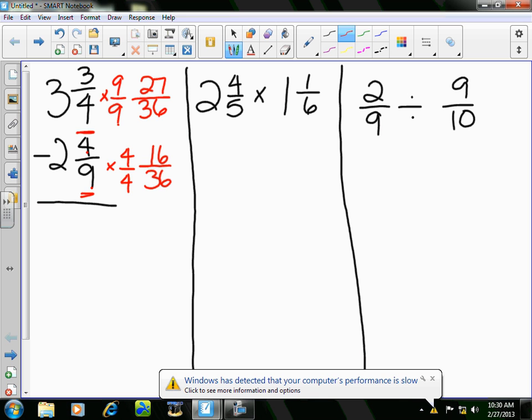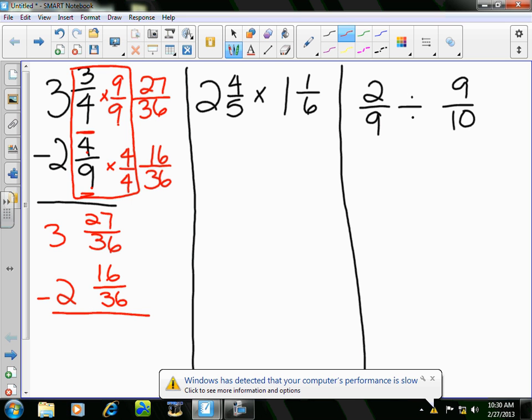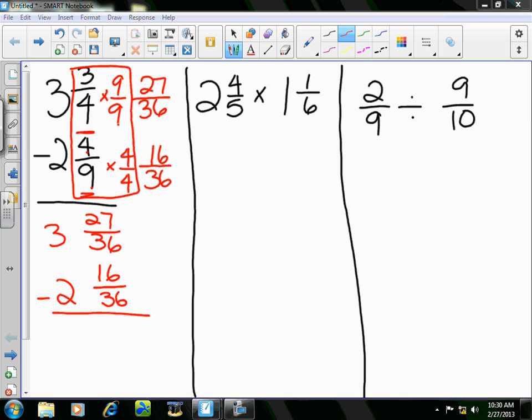Okay, now we've got a lot of mess here. So we know that this is all of our showing our work. So what I would suggest is rewriting the problem. So 3 and 27/36 minus 2 and 16/36 is our new problem. We'll get rid of that again. Luckily, when we say 27 minus 16, we don't have to borrow. But sometimes we notice we do have to borrow.